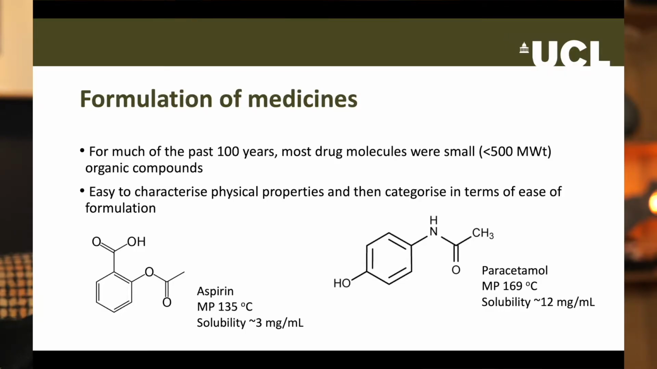Right, let's start the lecture by considering what types of drugs the pharma industry needs to formulate. On the screen in front of you are the structures of two classic drug molecules, aspirin and paracetamol. As well as being among the oldest drugs to have been developed, they are also typical of the types of molecules that have been used as drugs, in that they are low molecular weight organic compounds. By low molecular weight, I mean under 500.